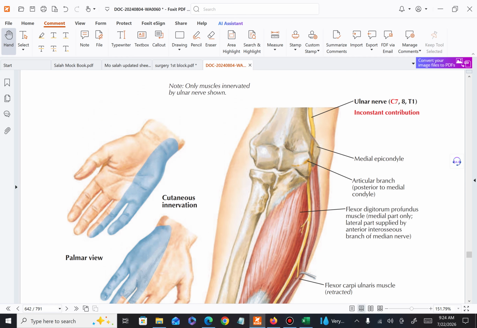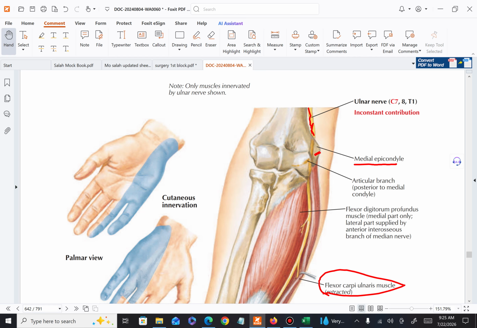The ulnar nerve has two landmarks, one in the cubital fossa region where it passes behind the medial epicondyle. This is the medial epicondyle, and you can see the ulnar nerve passes behind it, and then it enters the forearm region in between the two heads of the flexor carpi ulnaris muscle.